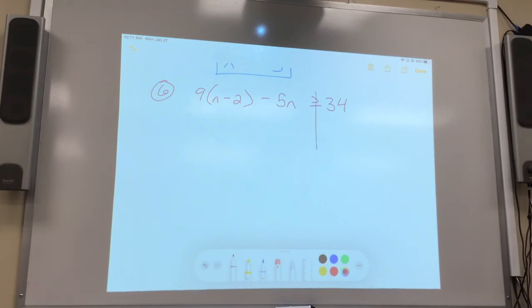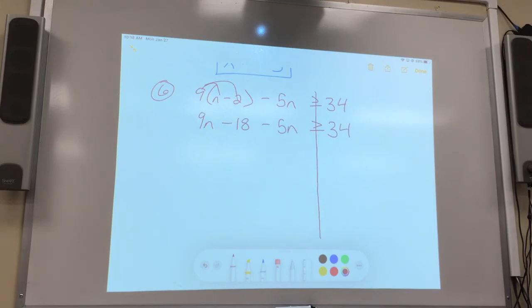So this one, distributive property. You would get 9n minus 18 minus 5n. That's what everybody's step number 1 should look like. So this is the order in which it goes: distributive property, then combine like terms. Do I have any like terms that need to be combined? Yes. Ivan, which ones? The 5 and 9.